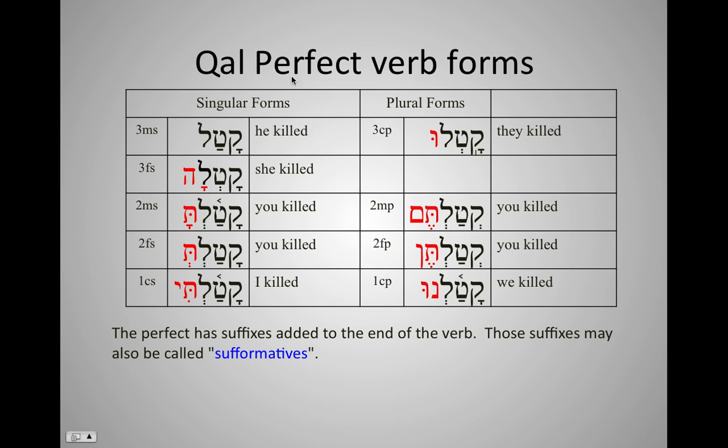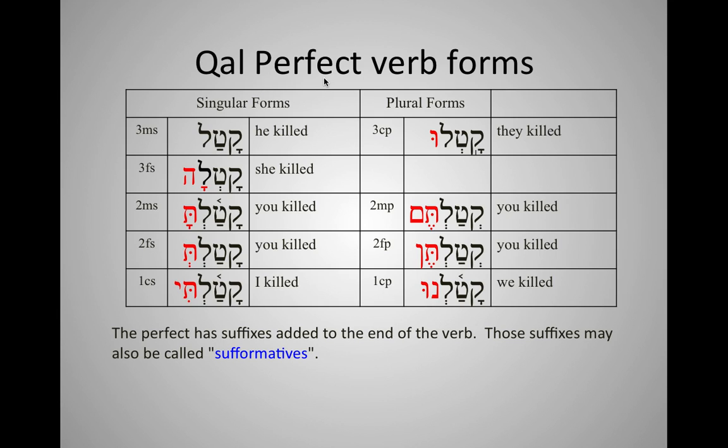Its completed action has already been completed, so we render it in the past tense. So the perfect here reflects essentially one of our 5 tenses or conjugations that we talked about. And we also talked about 7 stems, one of them being cal. And so the example here that we have in a chart is what cal perfect verbs look like.